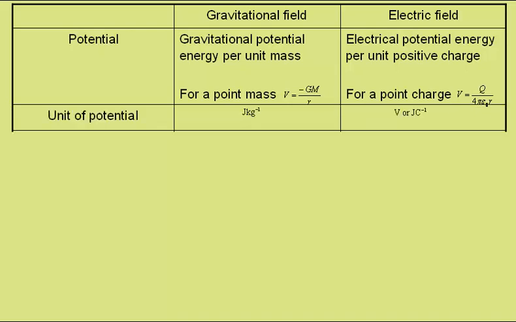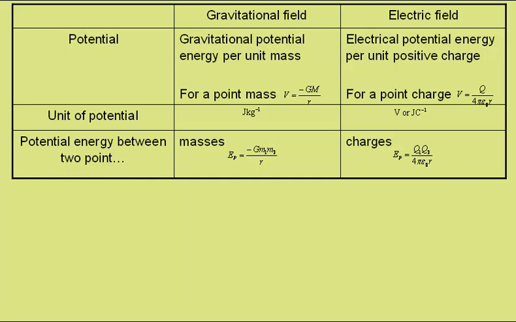Next, the units of potential. Well, the units of gravitational potential are joules per kilogram, and for electric potential the units are volts, which are joules per coulomb. Now the potential energy between 2 point masses is given by minus G times the product of the two masses divided by the separation of their centre of mass. The potential energy between 2 point charges is given by the product of the charges in coulombs over 4 pi epsilon naught times the separation of those charges r.